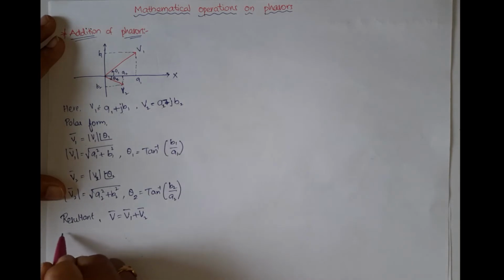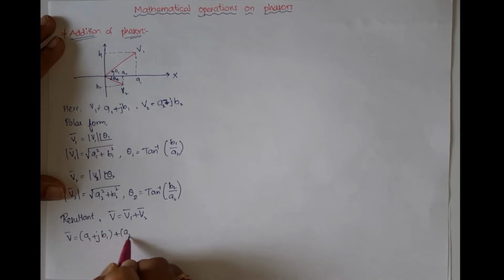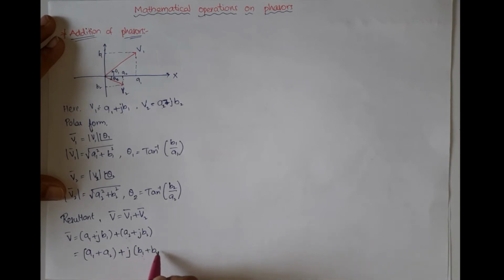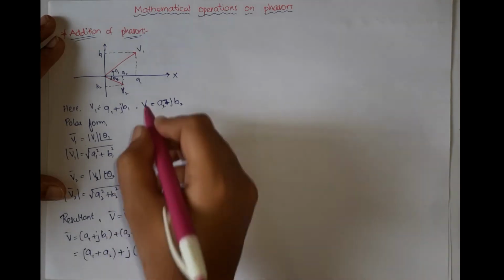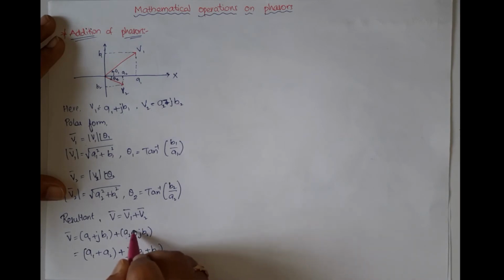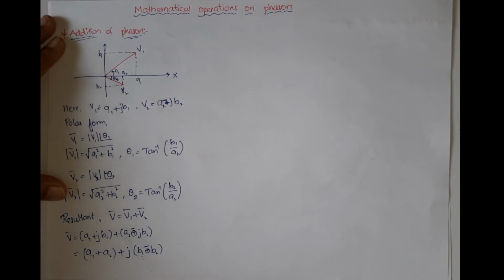So from here, V bar is nothing but A1 plus jB1 plus A2 plus jB2, which I can write as A1 plus A2, addition of two complex quantities, plus j into B1 plus B2. But what is my B2 here? B2 is minus. This is minus.